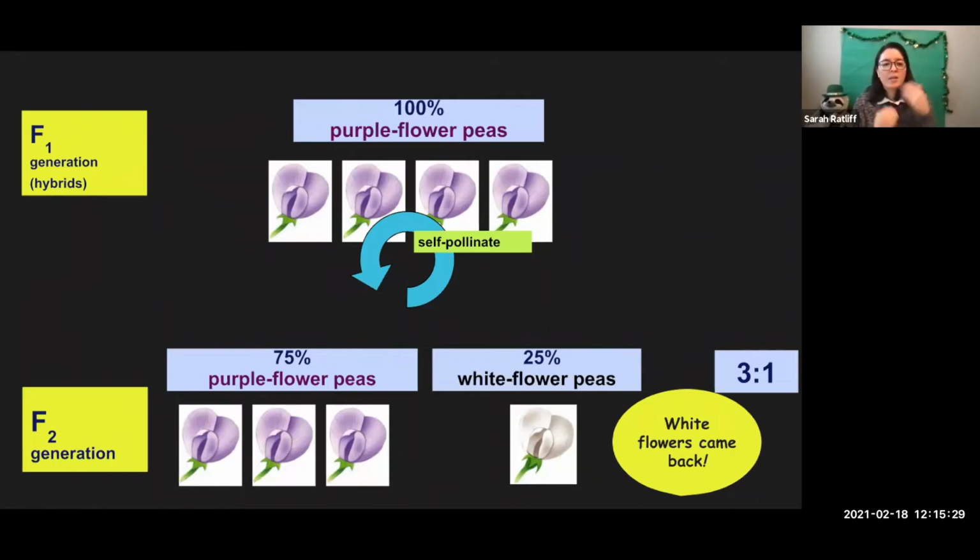Why would that be? 3/4 of them, 75% of those flowers were purple, but only 1/4 of them were white. That's an interesting phenomenon too. We started with one of each, then we got the first generation, which was all purple, and then the second generation is a 3-to-1 ratio. 3 out of the 4 were purple, 1 out of those 4 was white. Interesting.